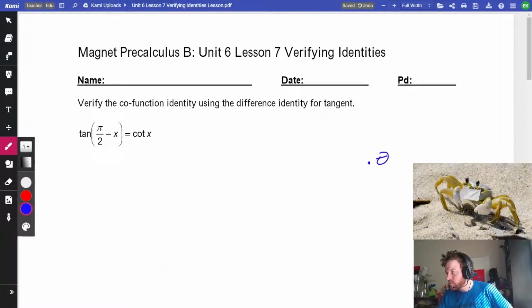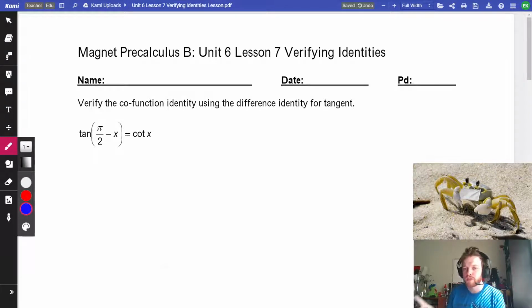After we prove this one, we're going to do 3 more examples of identities, just so you guys can see different techniques being used. And then we'll be out of here. So hopefully this is a pretty quick video. Enjoy. All right. So tangent of pi over 2 minus x is equal to cotangent x.